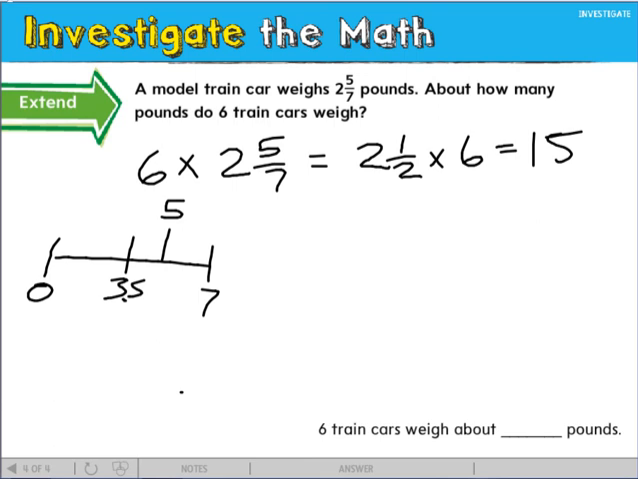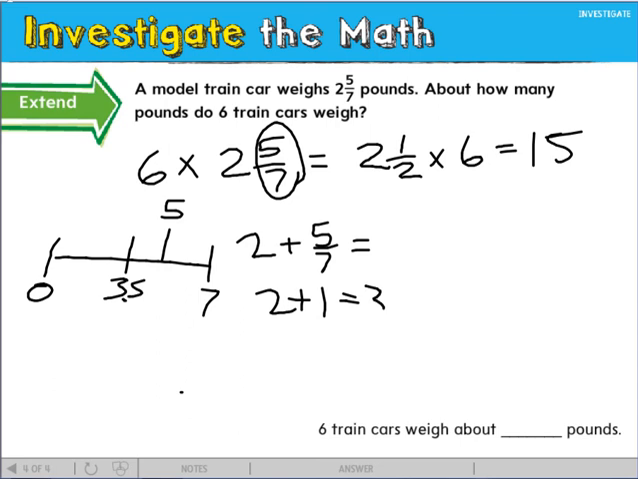However, you can also say, Mr. Bedwell, I rounded to the nearest whole number. If I wanted to round this to the nearest whole number, it's an addition problem. 2 plus 5/7. We're going to round it to 0 or 1? 1. So you can go 2 plus 1 equals 3. And you could say that 3 times 6 equals 18.